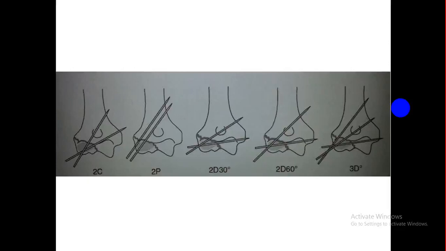Two cross wires, two parallel, two divergent at an angle of 30 degrees, two divergent at an angle of 60 degrees, and three wires with divergence between these two at 30 degrees. So this was an extra third wire inserted.